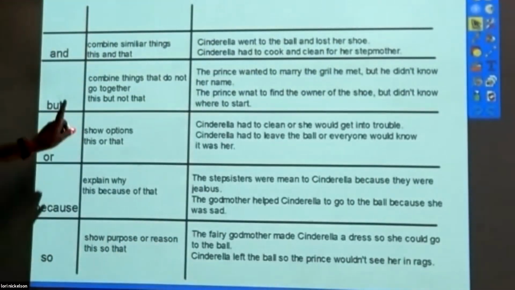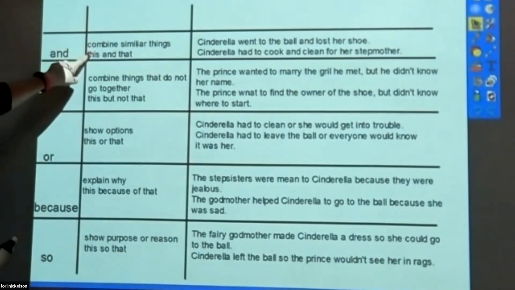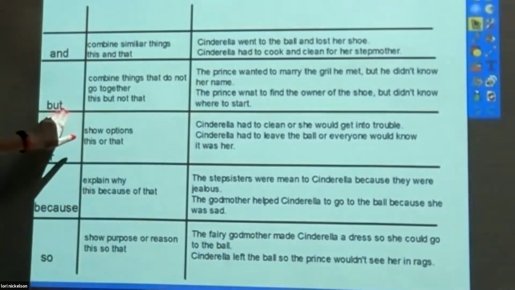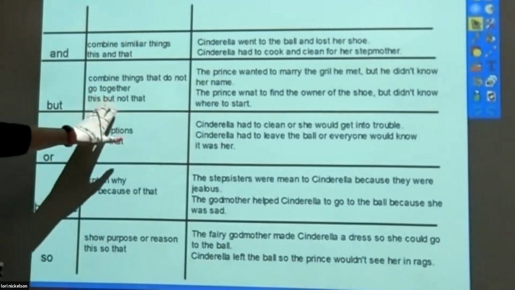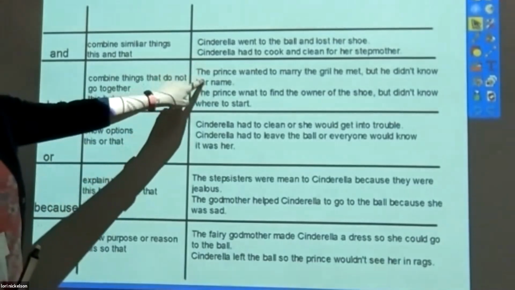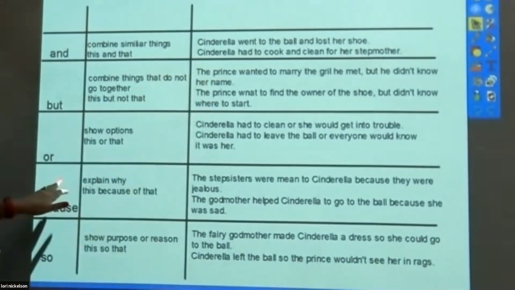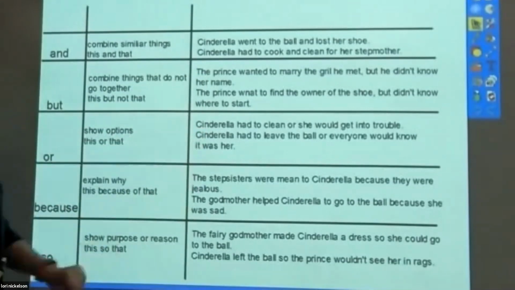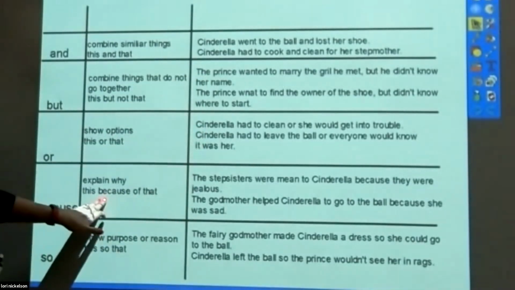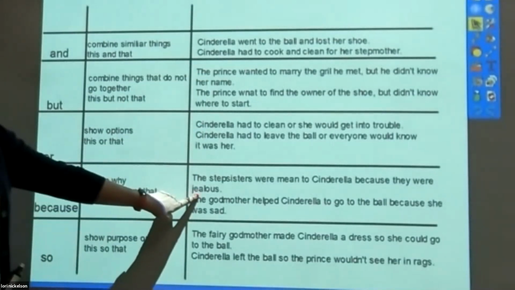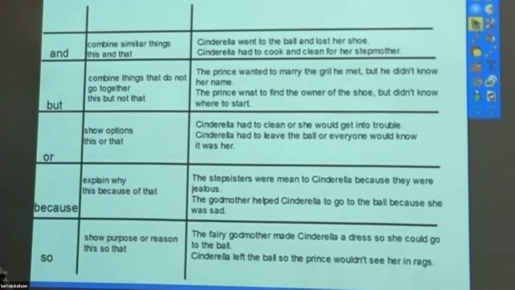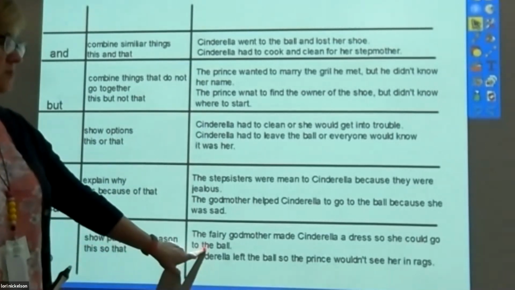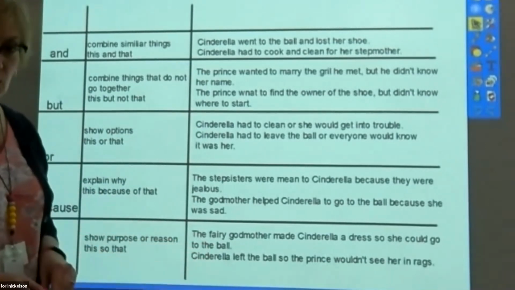our conjunctions. We have and that combines similar things. An example, Cinderella went to the ball and lost her shoe. We have the word but, it combines things that do not go together. Like the prince wanted to marry the girl he met, but he didn't know her name. We have or that shows options. Cinderella had to clean or she would get in trouble. We have because, what explains why. The example, the stepsisters were mean to Cinderella because they were jealous. Then we have the word so, it shows purpose or reason. The example, the fairy godmother made Cinderella a dress so she could go to the ball.